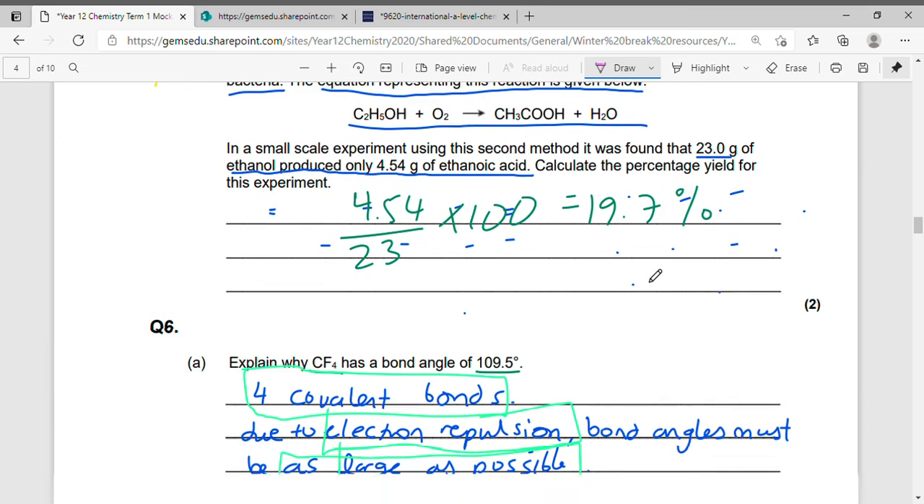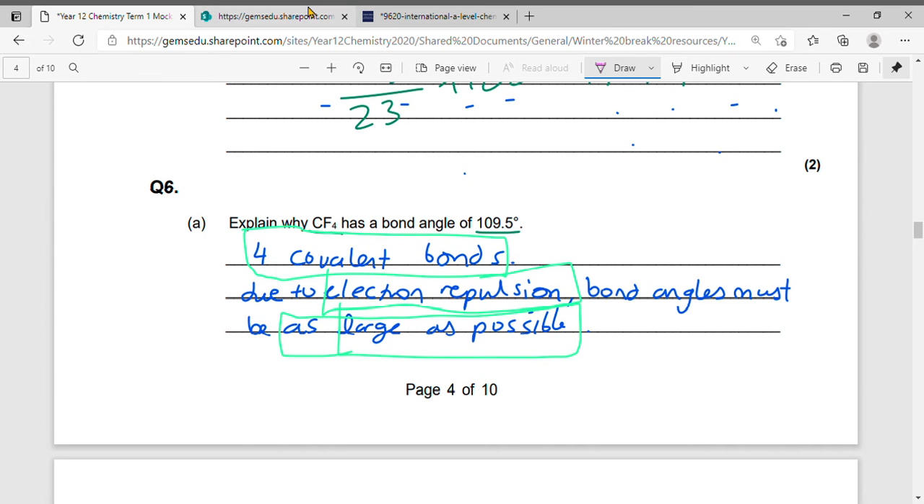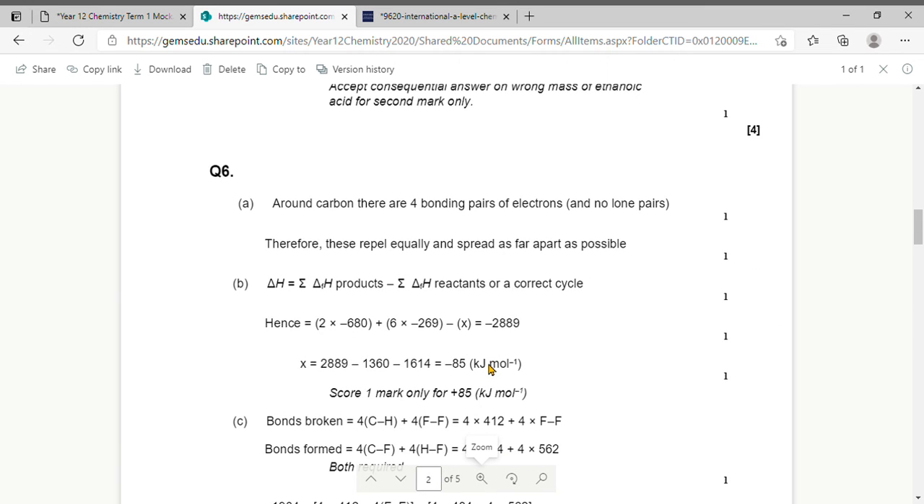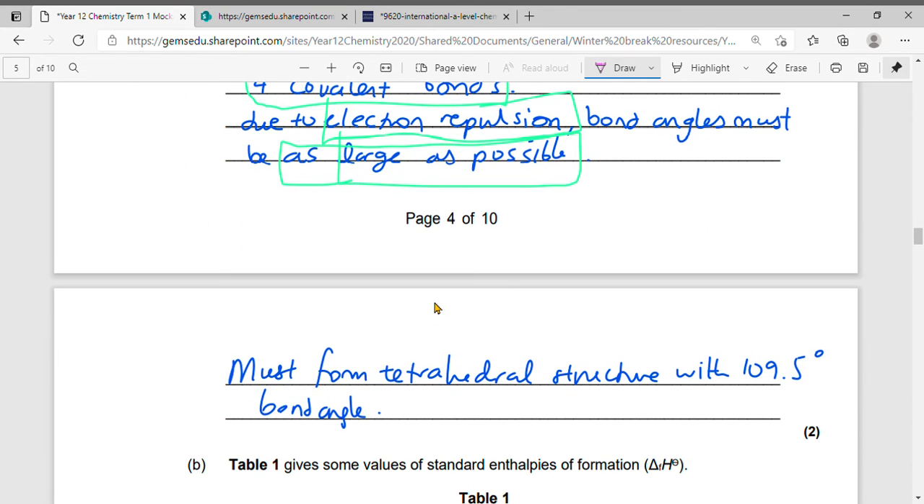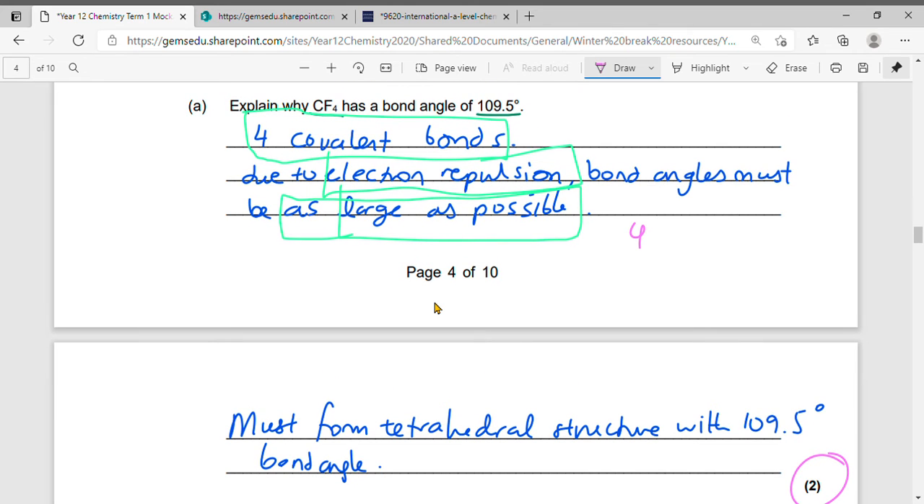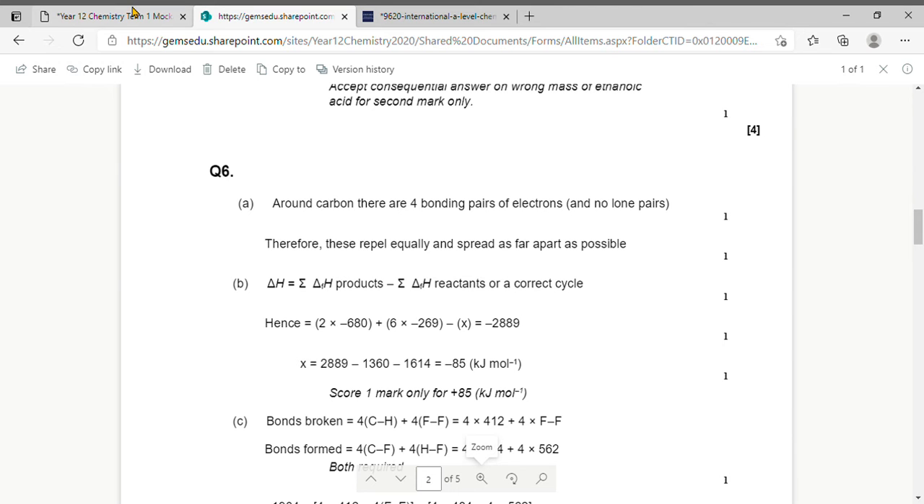Alright, let's carry on. Explain why CF4 has a bond angle of 109.5 for bonding pairs. These repel equally. Okay, I think I'd give myself those marks here. But the main pointers is that for shared pair electrons, they repel equally as far as possible. Excellent.